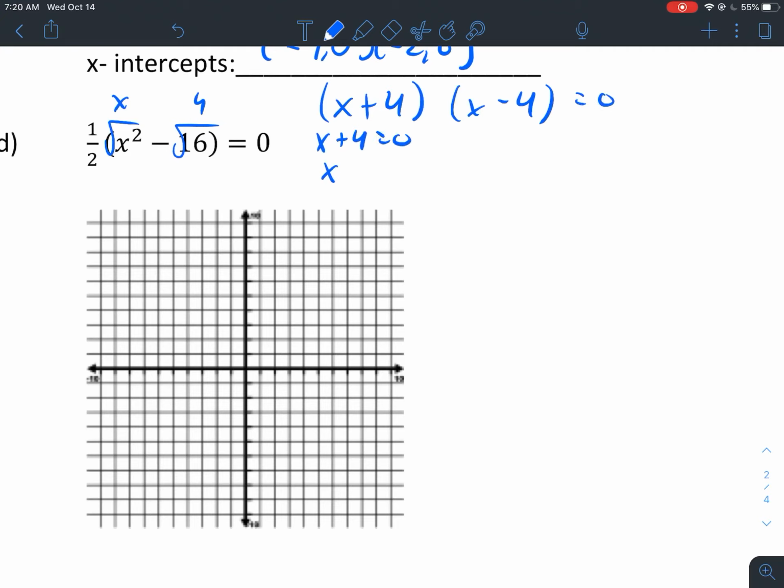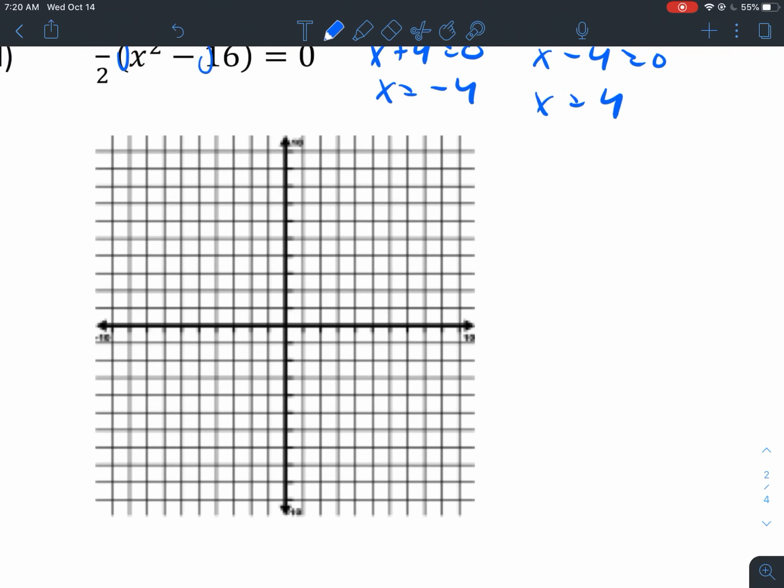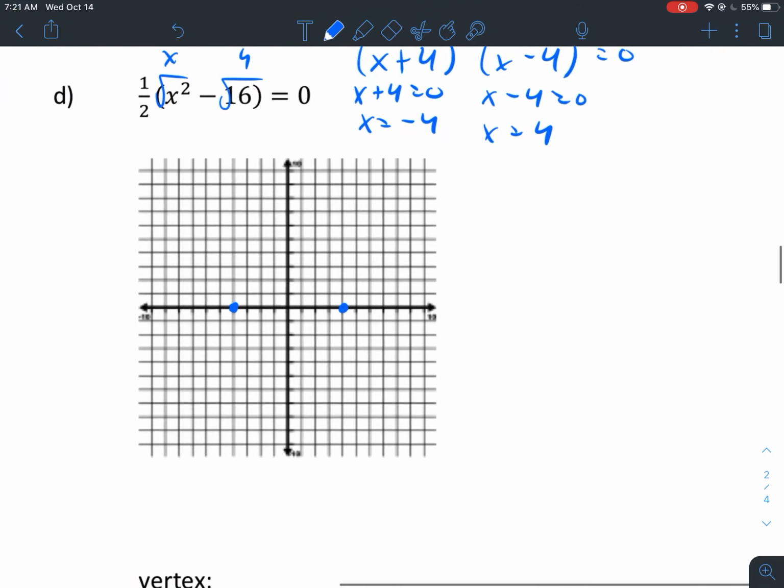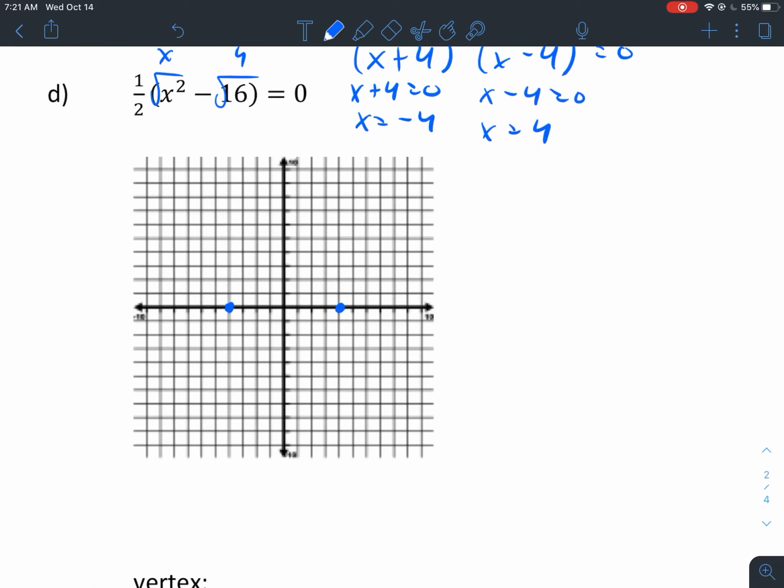x plus 4 equals 0, so we get x equals negative 4. x minus 4 equals 0, x equals 4. All right, so we've got our 2 zeros here. 1, 2, 3, 4, and 1, 2, 3, 4. So we can go ahead and find our vertex. This one's actually kind of tricky.